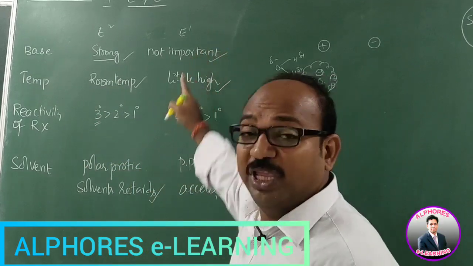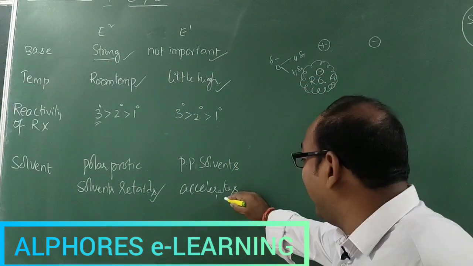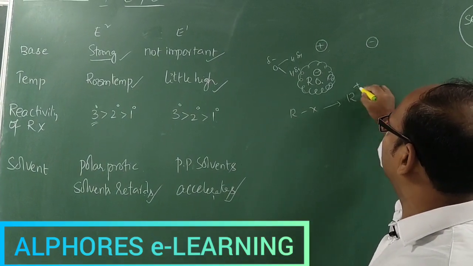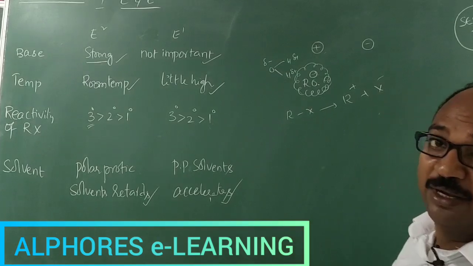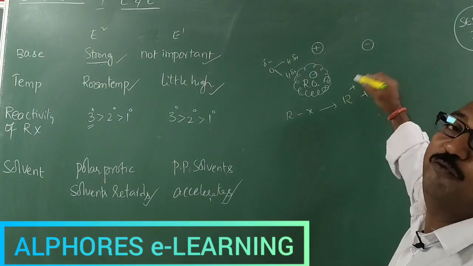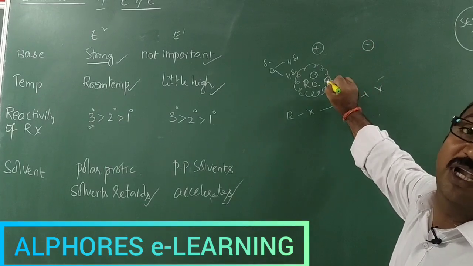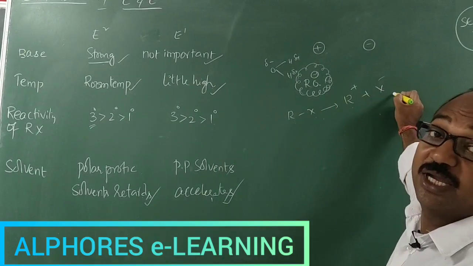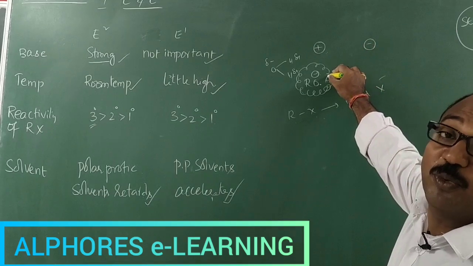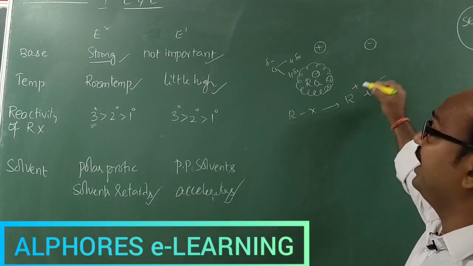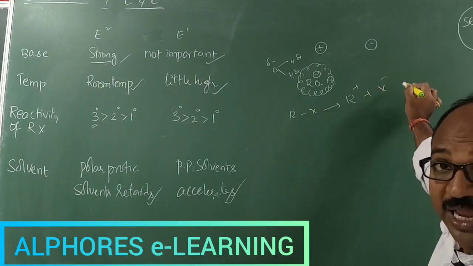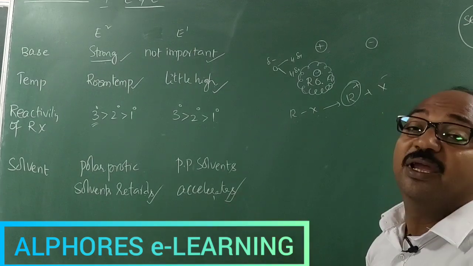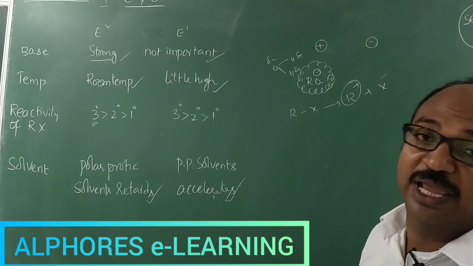And when you come to E1 elimination, polar protic solvent accelerates it, because for E1 elimination, alkyl halide dissociation is a slow step and the rate determining step. So this step is more and more favored by polar protic solvents, which have a high dielectric constant and favor ionization. That means in the presence of polar protic solvents, the alkyl halide readily dissociates into R plus and X minus. Because it dissociates into R plus and X minus, obviously E1 elimination accelerates.